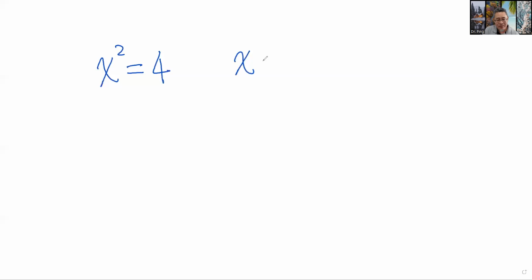X would be 2. 2 or 4. Yeah, for quadratic equations, you actually have 2 solutions. So the other one will be -2. Yeah, -2. Right, people tend to forget that we have positive and negative numbers.